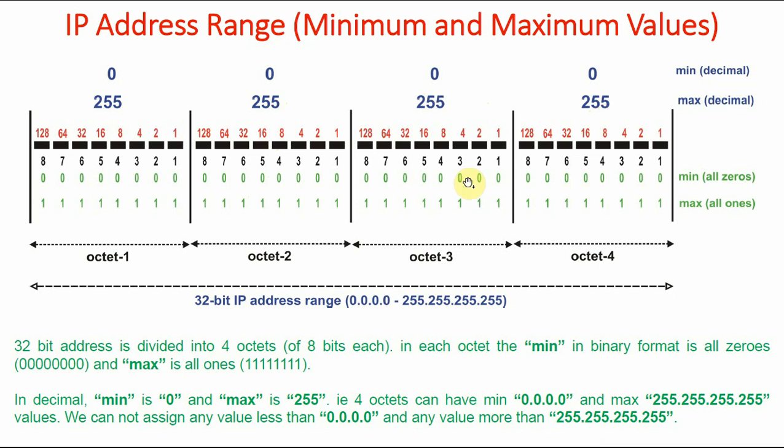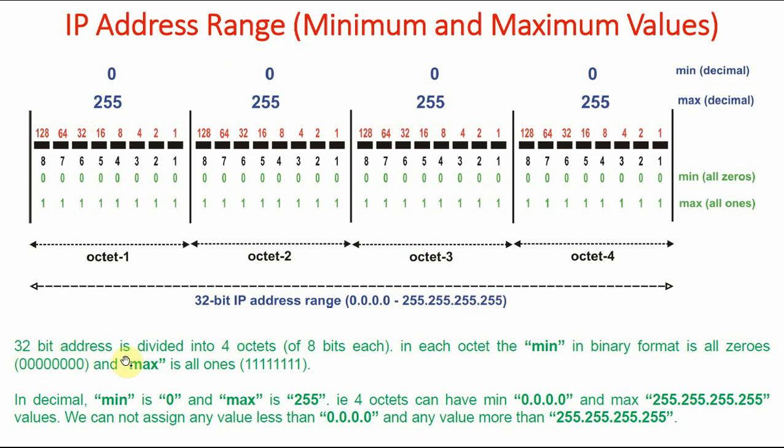What is the meaning of this? That means your IP address cannot be less than 0.0.0.0, and it cannot be more than 255.255.255.255. So what is the range? This is the range: 0.0.0.0 to 255.255.255.255.